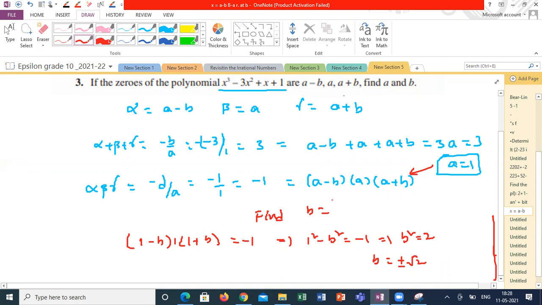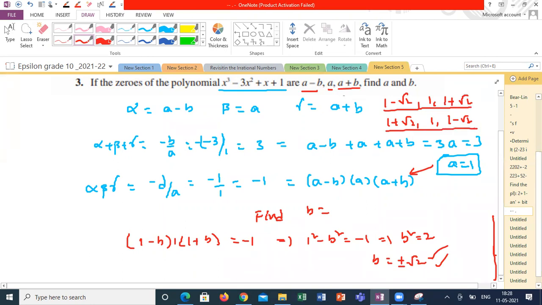If I am taking plus root 2, my a minus b, a and a plus b are 1 minus root 2, 1, 1 plus root 2. If I am taking minus root 2, they are 1 plus root 2, 1, 1 minus root 2. So even if I take plus root 2 or minus root 2, I will get the same set, only the order is different. Right? Clear, guys?